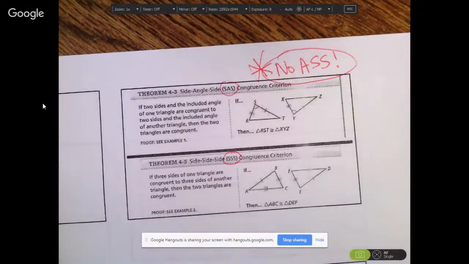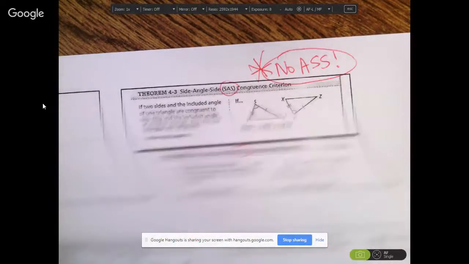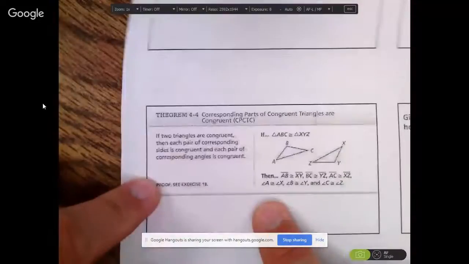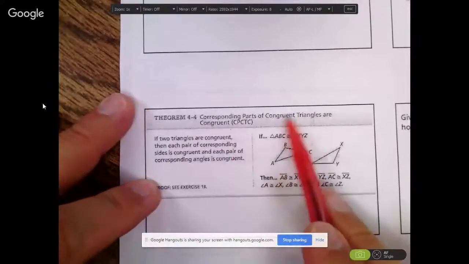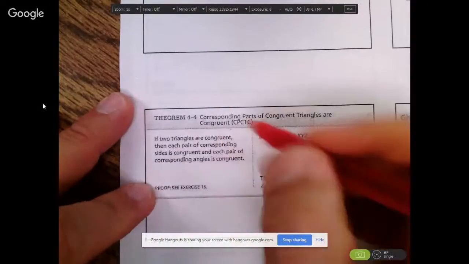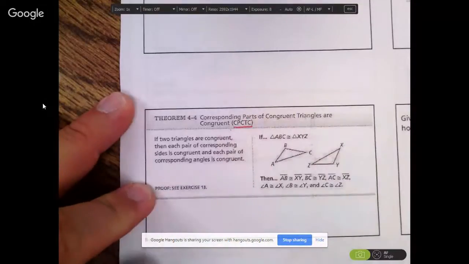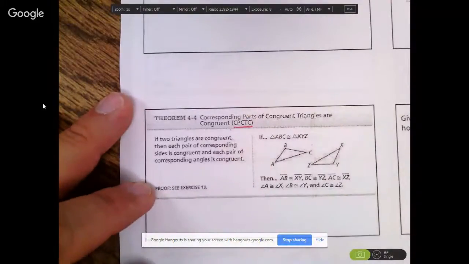If you know that the triangles are congruent, then there's this other rule that says corresponding parts of congruent triangles are congruent, or we abbreviate that by CPCTC. We're going to use that a ton.